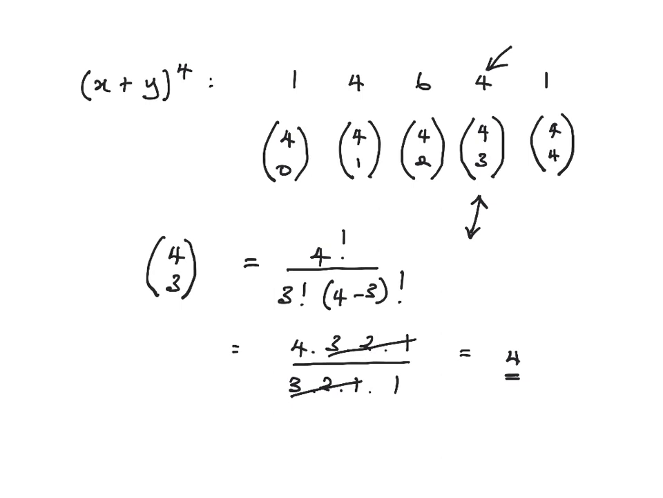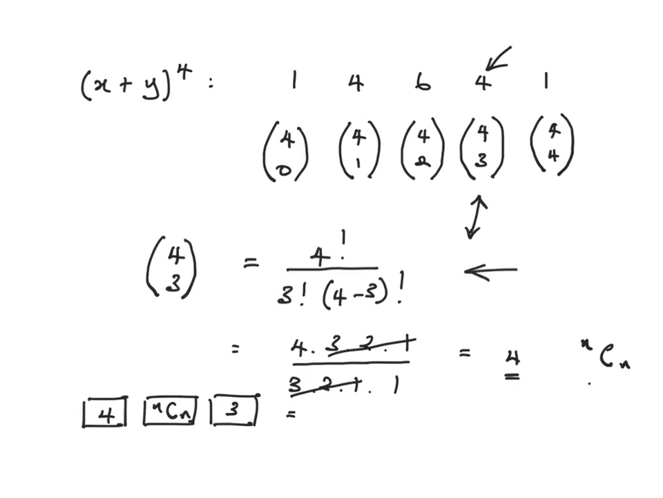You could try that on your calculator as well using the nCr button. So if you're going to use that on the calculator, you would put in the 4 first of all, then it would be nCr, n choose r, and then put in the number 3. That's much quicker than doing it this way. So that's one or two examples using this formula.